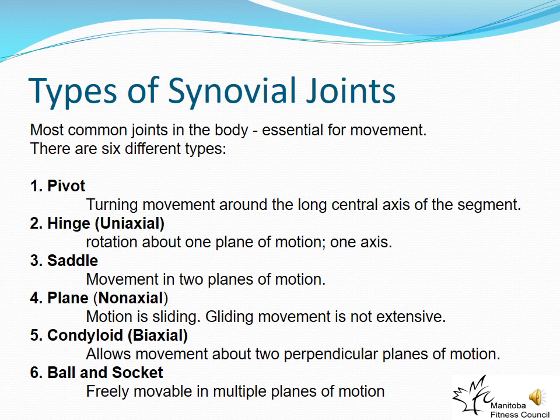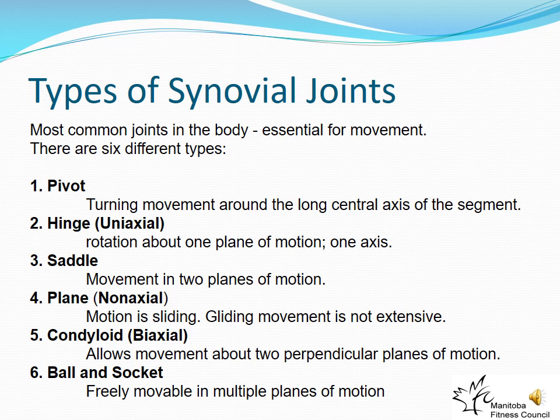Okay. Our condyloid joint, this is going to be joints in our finger. This will actually allow movement upon two perpendicular planes of motion. If you take your finger, you notice how you can bend and straighten your finger, and then you could take it wide and bring it together? Those are your two separate planes of motion happening at your condyloid joints.